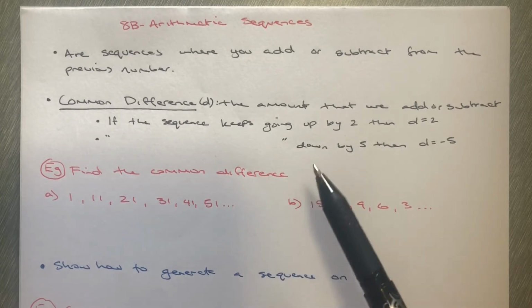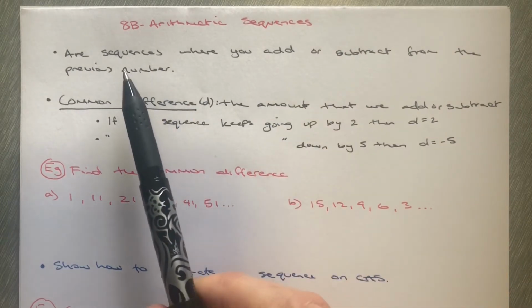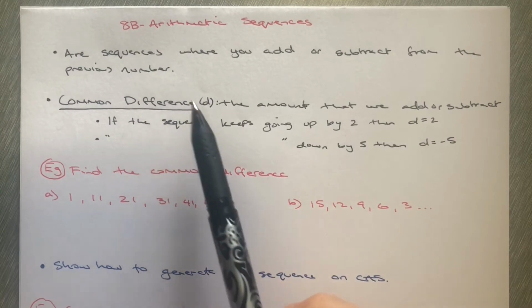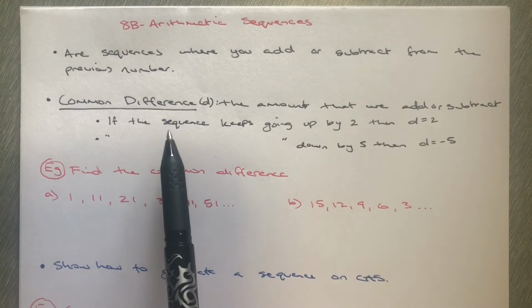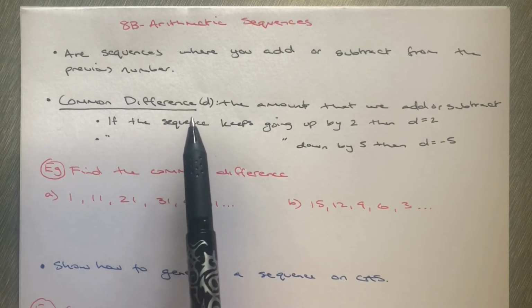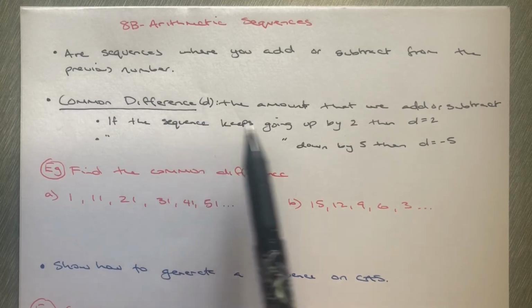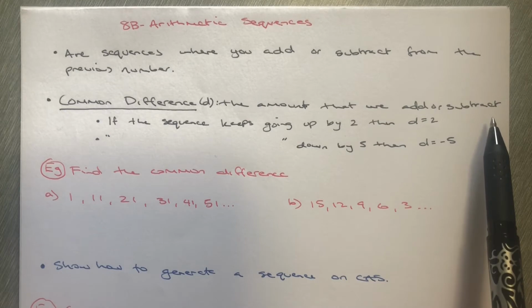But this time, with arithmetic sequences, we're going to be looking at those where you add or subtract from the previous number. So it's going up or down by the exact same amount each time. And there's something important when it comes to arithmetic sequences, and it's called the common difference, and we use the letter D to show it. It's the amount that we add or subtract each time to get to the next term.